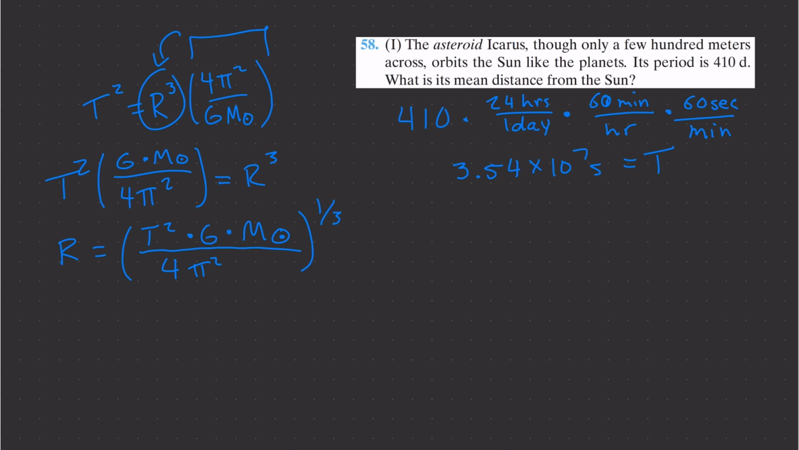All right, so now I actually do know the value of everything inside of this quantity here. So let me make that clear. We have T is 3.54 times 10 to the power of 7 seconds. And then G, often given to you on formula sheets, is 6.67 times 10 to the negative 11 meters cubed per kilogram seconds squared. Now, the mass of the sun, one that you might want to remember, is generally given as 2 times 10 to the power of 30 kilograms.